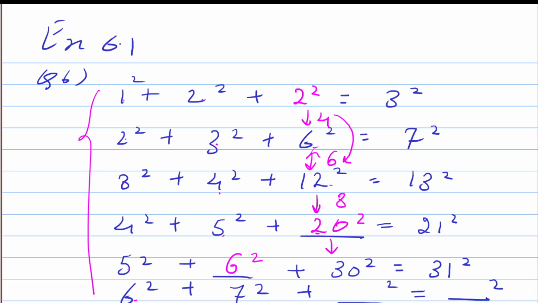Okay. Clearly I can see a pattern: 4, 6, 8 and 10. 20 plus 10 is 30, and I will have to add 12 to 30, so that is 42 square. Looking at the answers, what am I getting? 3 square, 7 square, 13 square, 21, 31. So what will I get over here? Clearly 43 square.